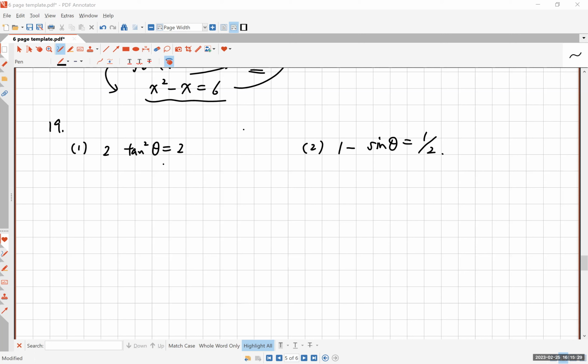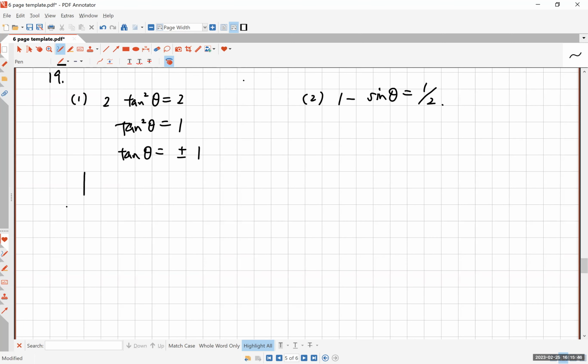Now you have 2 times something equal to 2. Divide both sides by 2, and you get 1, right? Tangent squared is equal to 1. That means tangent has to be plus or minus 1. Now remember, both of these have to be there. Now, where is tangent plus or minus 1? On the unit circle, it's either here or here. Those are the places where the tangent is 1. Here and here, the tangent is -1, right?